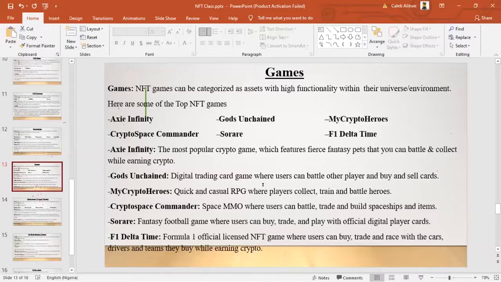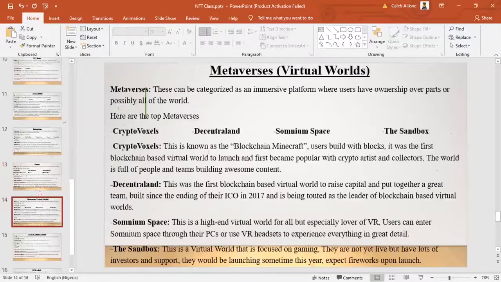For the F1 Delta Time game, you need to purchase a car, purchase a driver, purchase certain NFTs before you can start. And then once you get them, you go onto the website with your PC, set it up, and participate in the races. And if you're able to, you could win REV tokens or even win some other expensive cards. Then virtual worlds or metaverses.